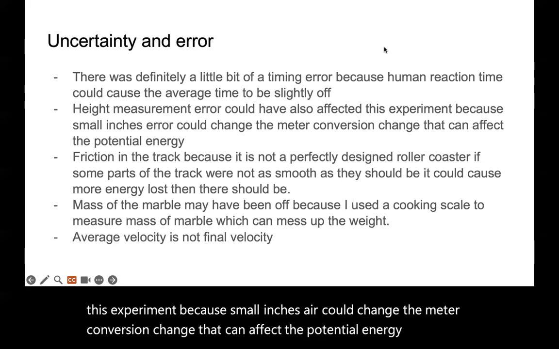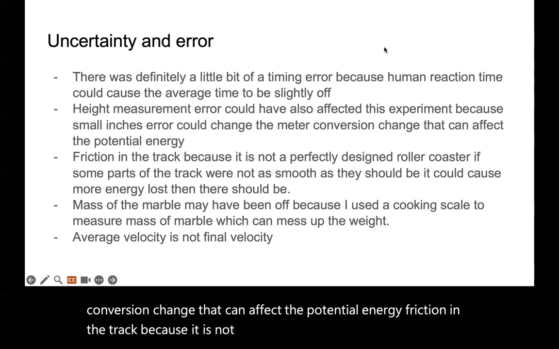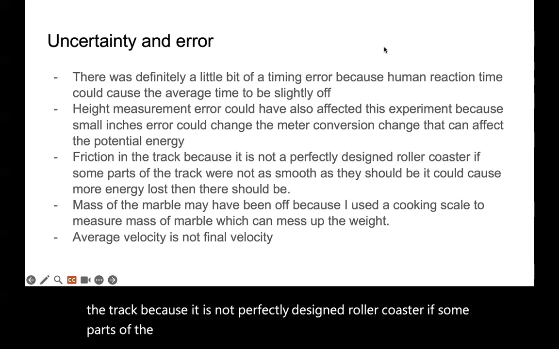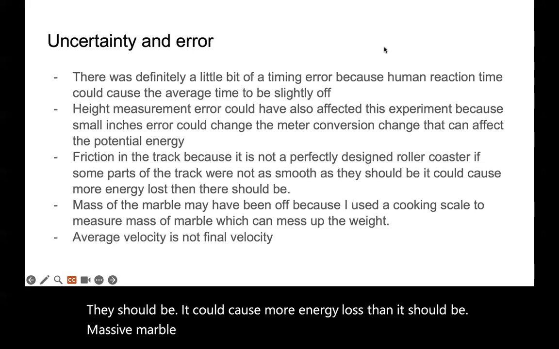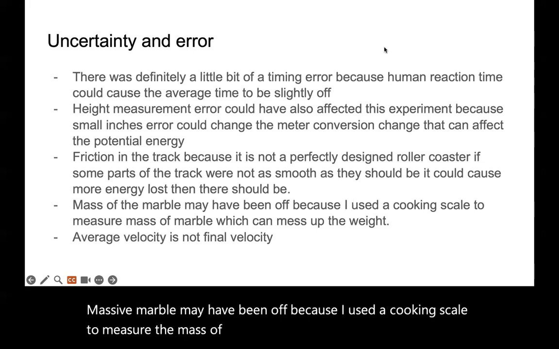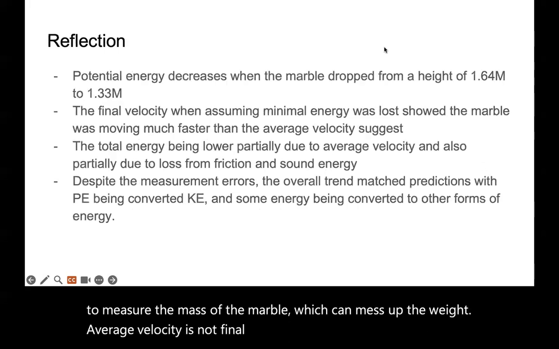Friction in the track, because it is not a perfectly designed roller coaster. If some parts of the track were not as smooth as they should be, it could cause more energy loss than it should be. Mass of the marble may have been off because I used a cooking scale to measure the mass of the marble, which can mess up the weight. Average velocity is not final velocity.